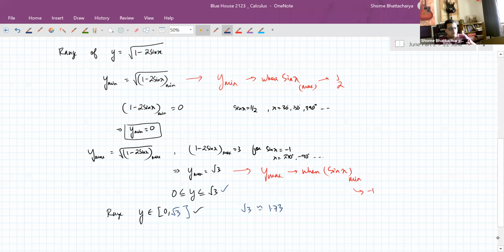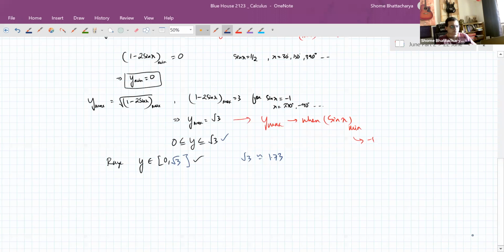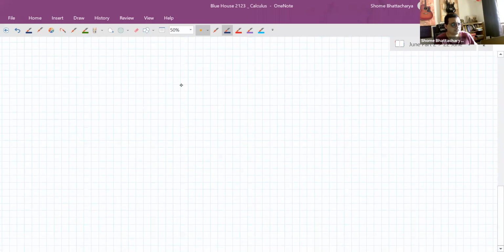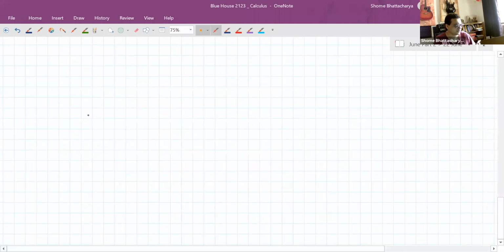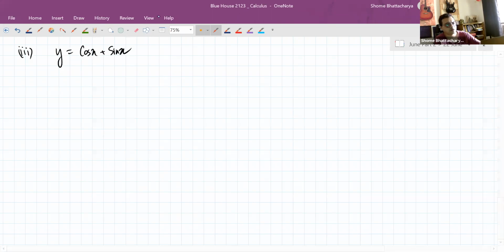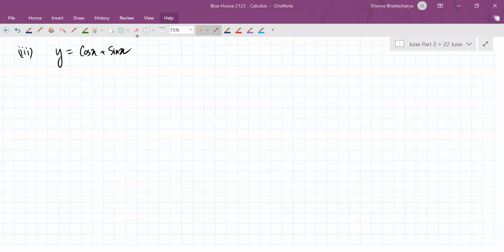Okay, next up I'm going to do question number 1 part 3. In this question the treatment will be slightly different because we are dealing with the sum of two trigonometric terms. So we will have to make use of local maxima and minima for the range. Okay. So let's understand this question.